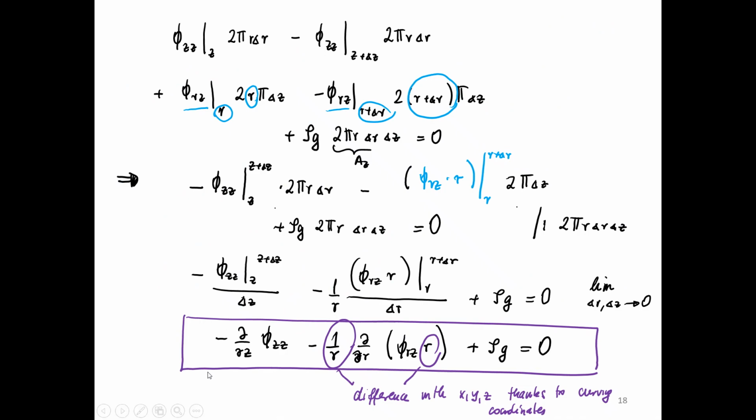When we balance, we got the equation: minus d/dz of phi zz, minus 1 over r d/dr of r times phi rz, plus rho g is equal to 0. We have r times phi rz, which expresses the fact that my area corresponding to a certain radial position is growing as my r is growing. That's why it's multiplying phi rz. So this is the differential equation we're going to solve now.